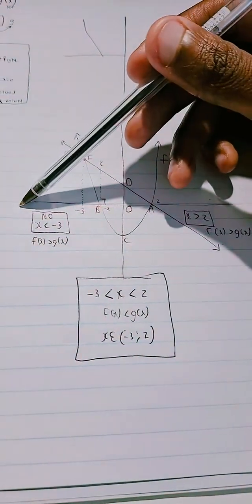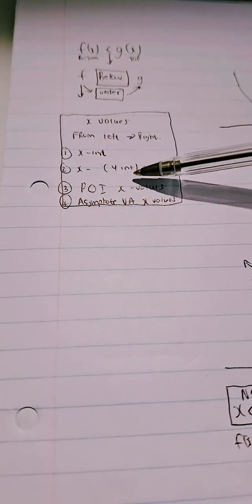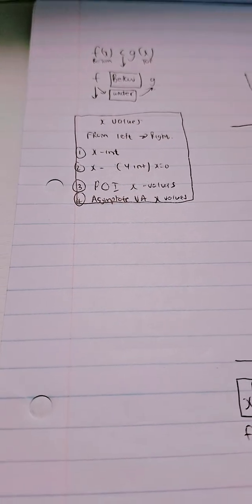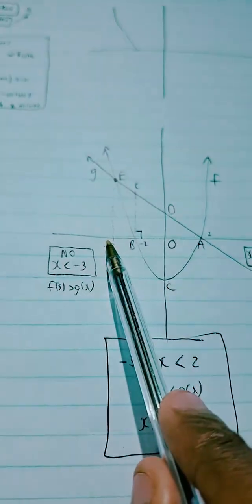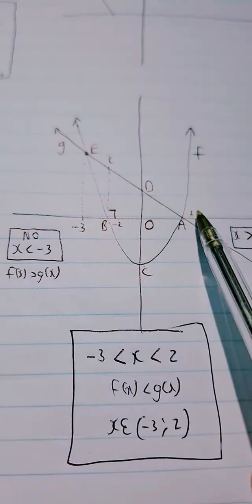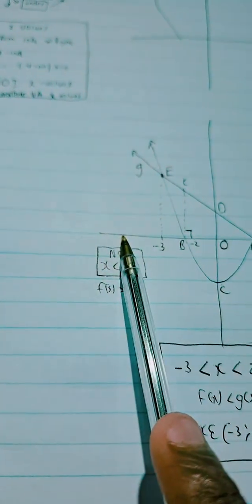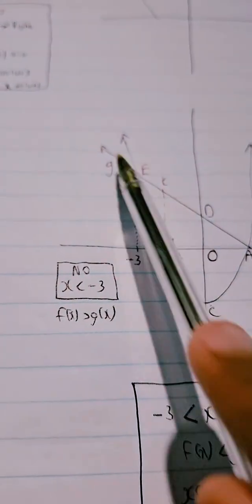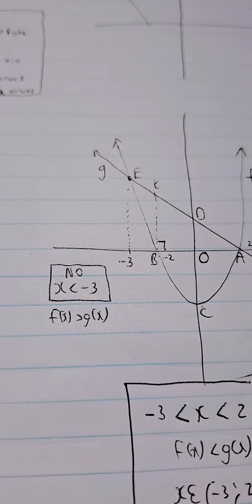Guys, please, you look from left to right. You use your X values for the X-intercept, your X value for the Y-intercept, your X value for the point of intersection. If there was an asymptote, we'd use the X value for the asymptote. Here, the X value for the X-intercept is negative 2, the X value of the Y-intercept is 0, and the X value of the point of intersection is 2. We're looking at this interval, who's on top? F is on top. Who's below? G is below.